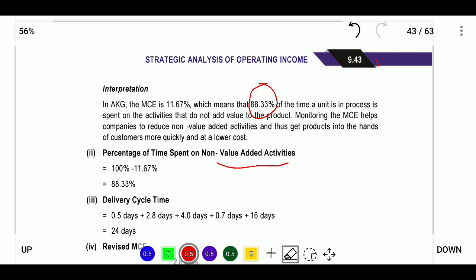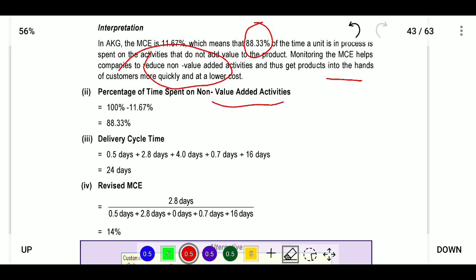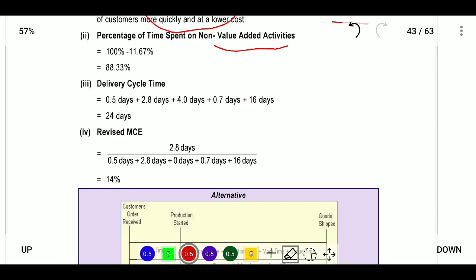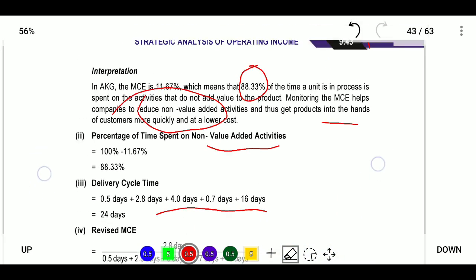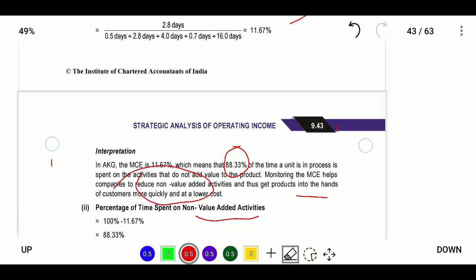Monitoring the MCE, the manufacturing cycle efficiency, helps the company reduce non-value added activity. We see that 88% is spent on non-value added activity, so the company can reduce these activities and get the product into customers' hands more quickly and at a lower cost. The percentage of time spent on non-value added activity is 100 minus 11.67, where 11.67 is the value added manufacturing cycle efficiency. Delivery time means simply adding the times provided: 0.5, 2.8 days plus 4 days and 0.7 days and 16 days. This total production time will be taken.